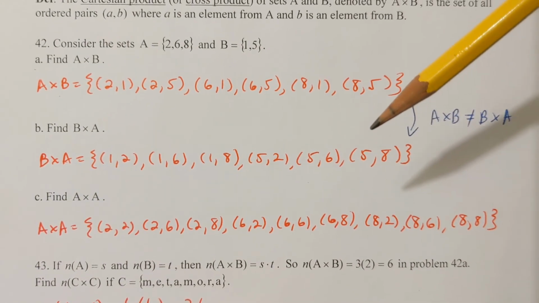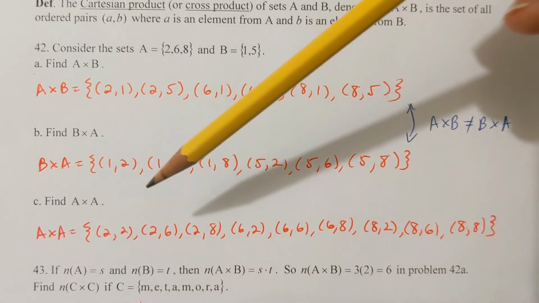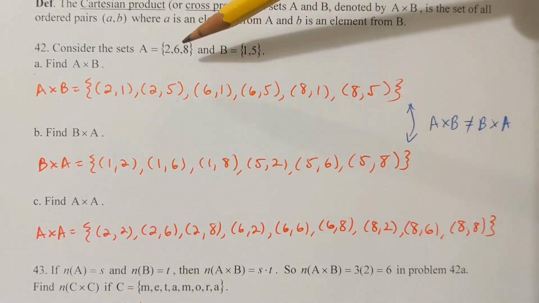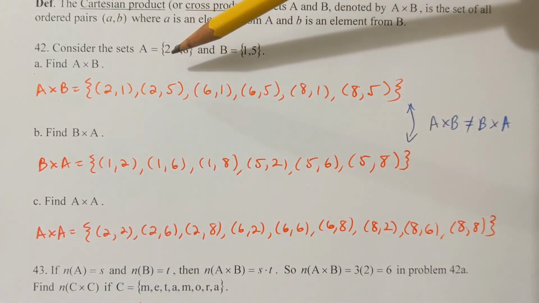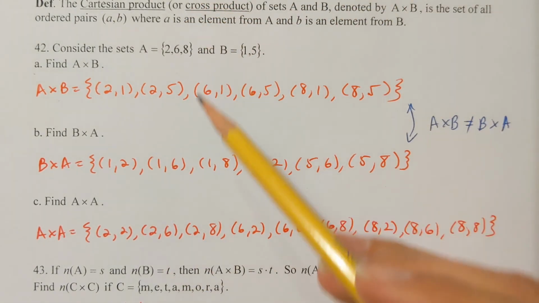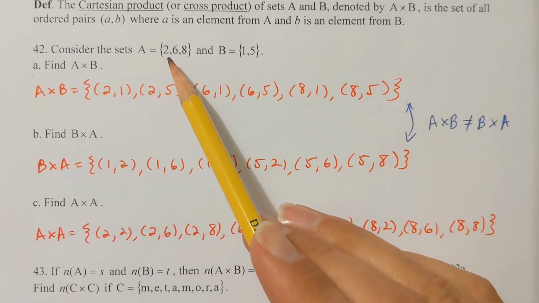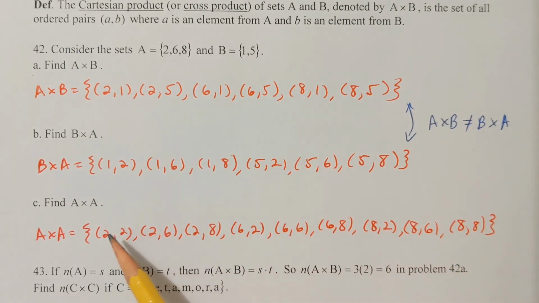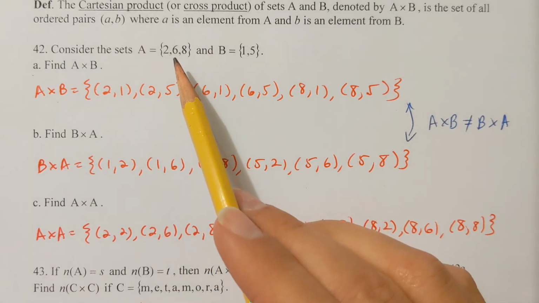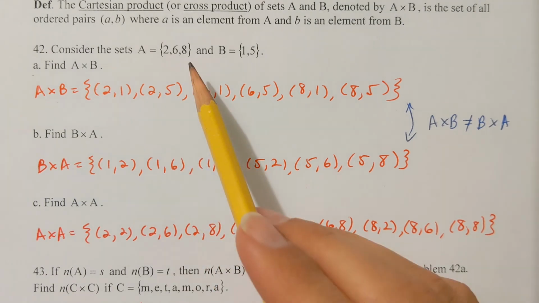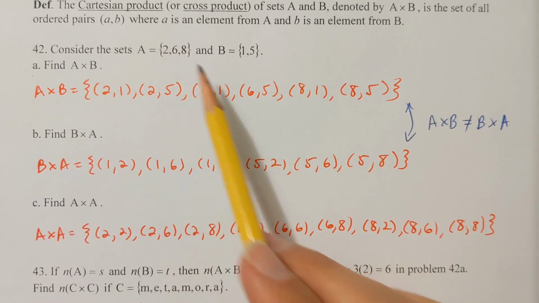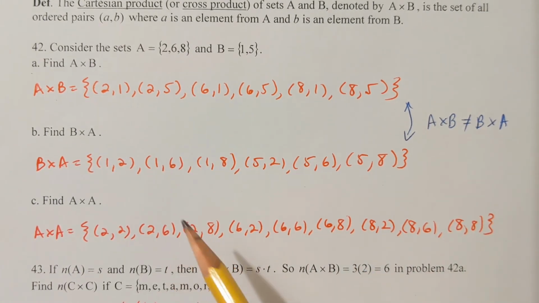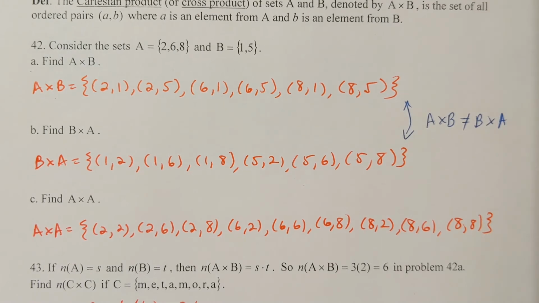Part C, if I want us to find A cross A, I got a set of ordered pairs, and I'm using only A. So anything in A needs to be listed first, anything in A needs to be listed second. Okay, so when I start off listing everything where 2 is at the beginning, (2, 2), (2, 6), (2, 8), and then (6, 2), (6, 6), and (6, 8), and then (8, 2), (8, 6), and (8, 8) would be the answer there. Again, 1 set.